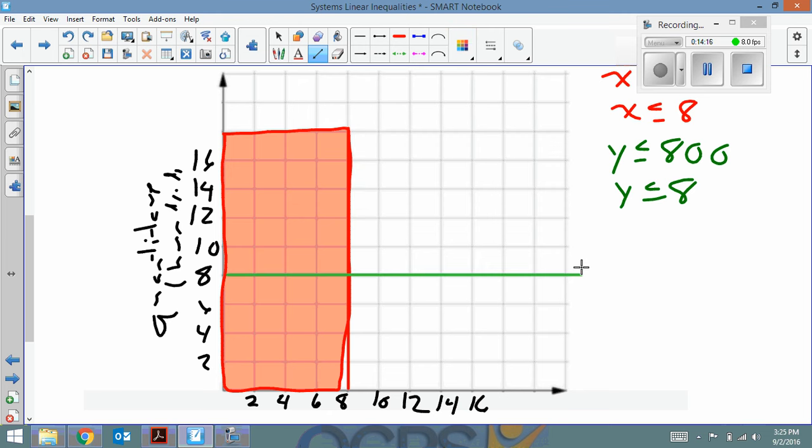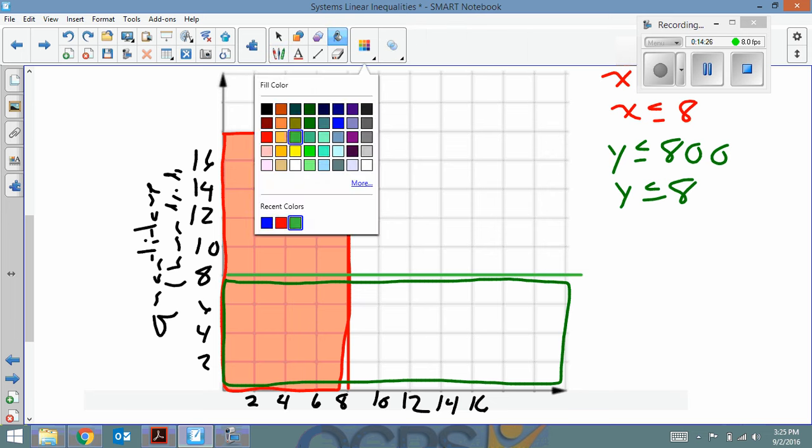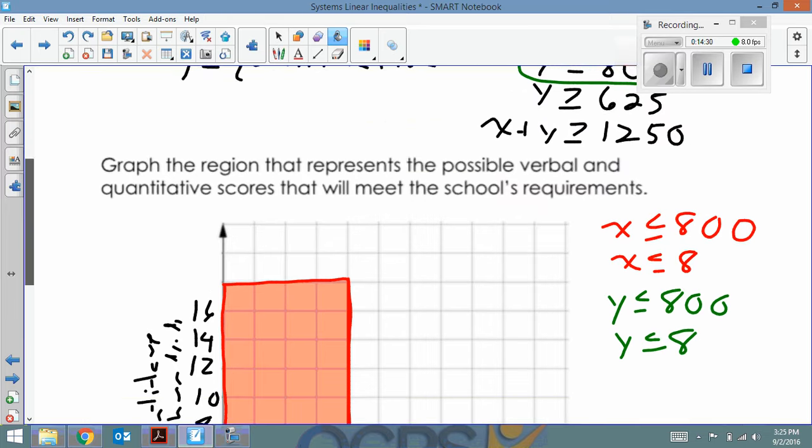Okay, and it says when is y smaller, so that means we're going to be below it. So anything that's below, we're going to shade below it. So that's that.